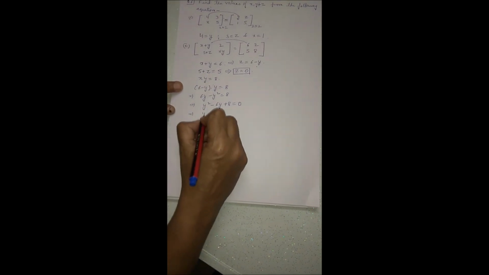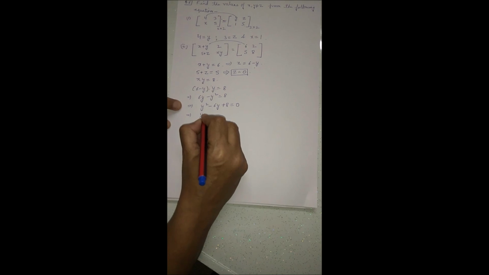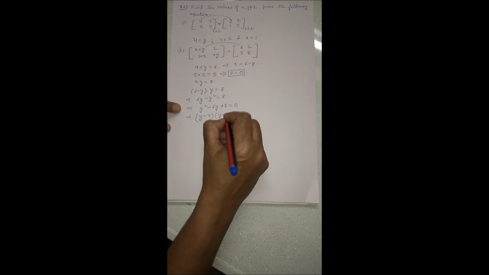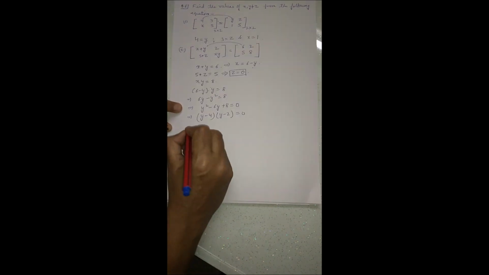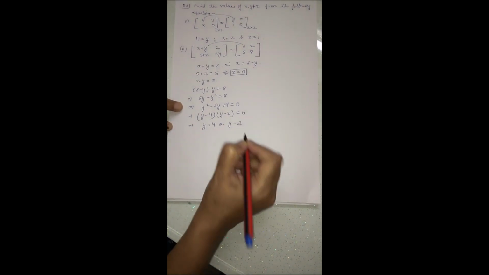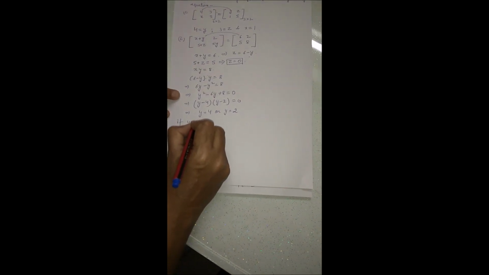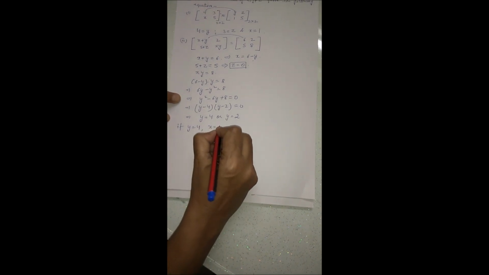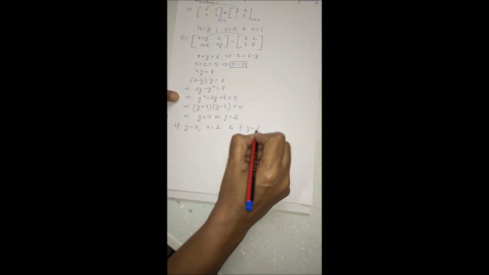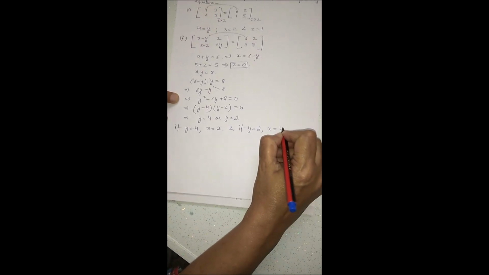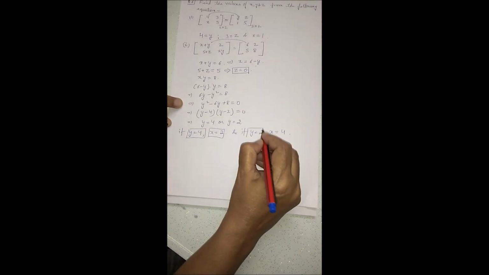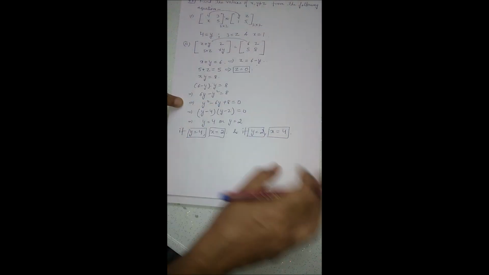So we have two values of y: y minus 4 equals 0 and y minus 2 equals 0. So we get y is 4 or y equals 2. If y equals 4, the value of x comes out to be 2. And if y equals 2, the value of x comes out to be 4. So these are the values which we can find by comparing the two equal matrices.